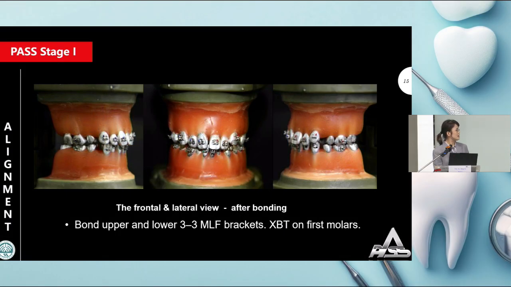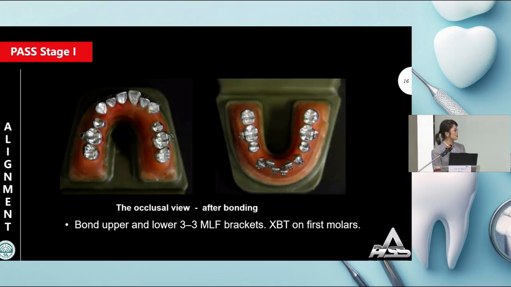We can see the frontal and lateral view after we bond the brackets and the buccal tubes. The bonding position for the MLF brackets is just like a conventional straight wire appliance. That's a closer view after bonding. On the typodont, we bonded upper and lower 3-3 MLF brackets and the XBT on the first molars.